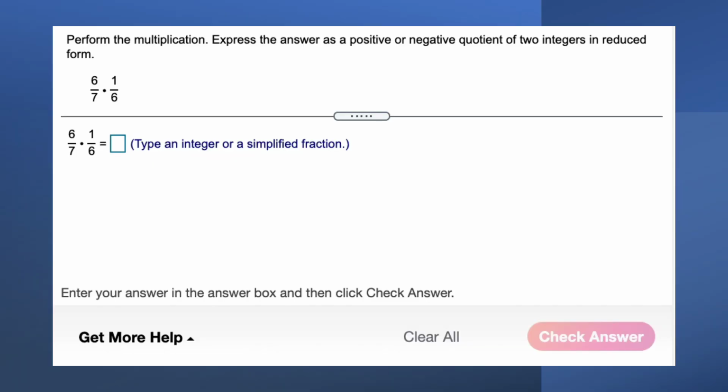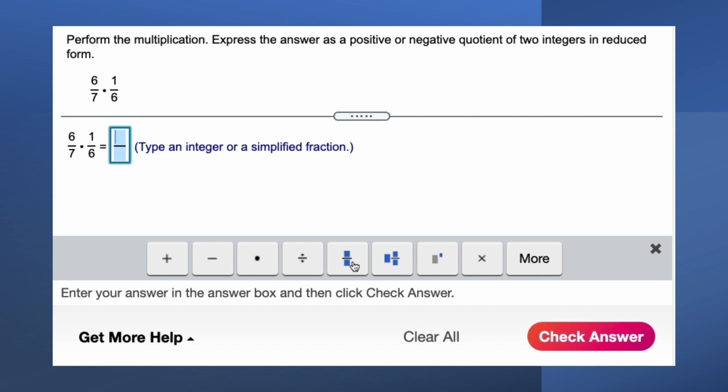For this question, we'll put our cursor in the answer box, select the fraction template, type in a 1 in the numerator position, move our cursor to the denominator position, and type in a 7.